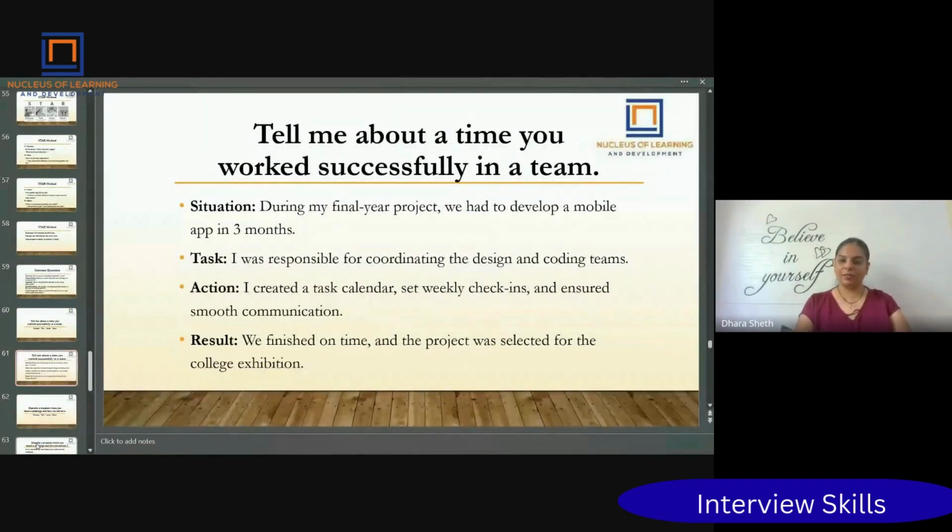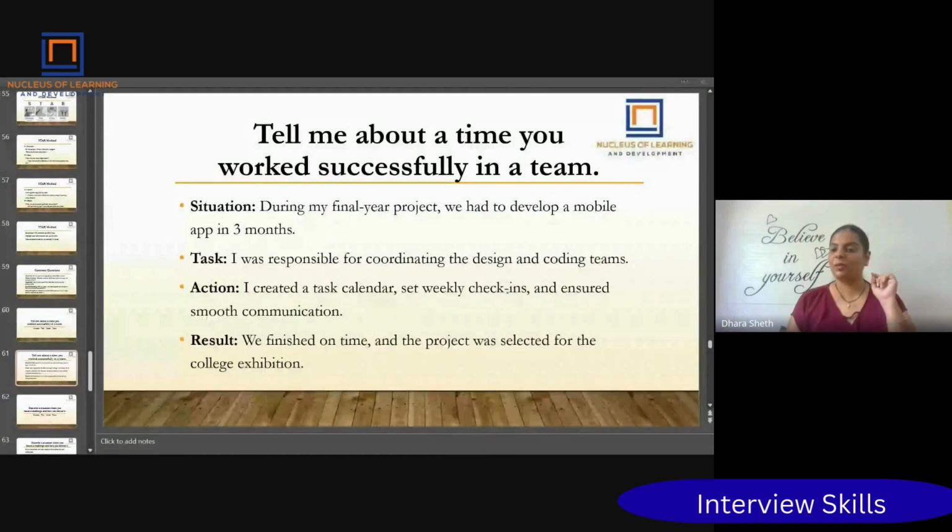A time you worked successfully in a team. During my final year project, we had to develop a mobile app in 3 months. I was responsible for coordinating the design and coding teams. I created a task calendar, set weekly check-ins, and ensured smooth communication. We finished on time and the project was selected for the college exhibition. A real life experience would not be as short as this. This is a sample answer that I developed, and I am not someone who develops mobile apps, right? So my answer is only this much.